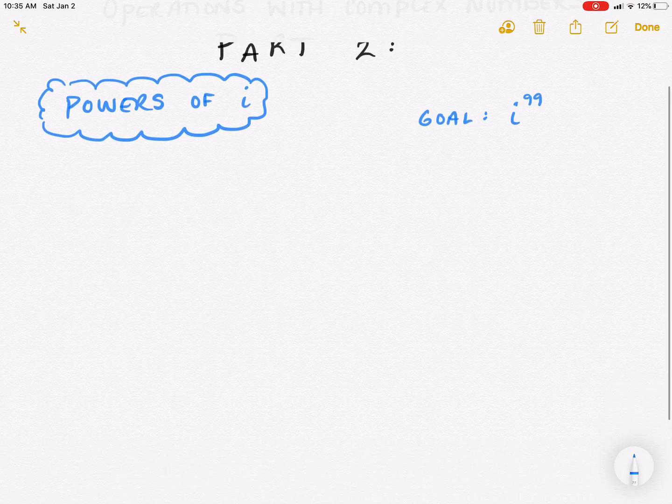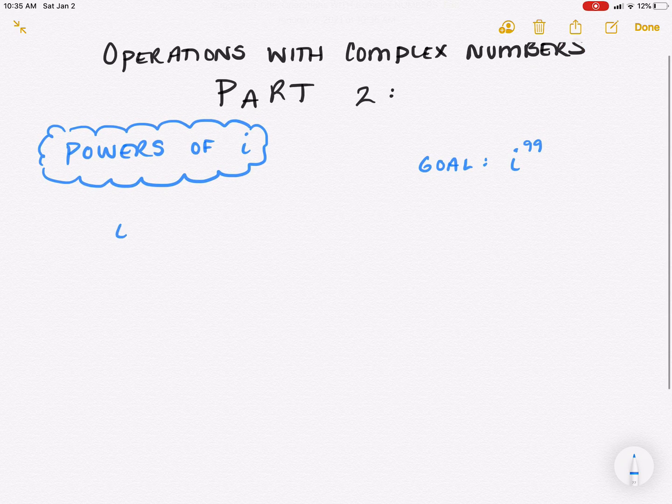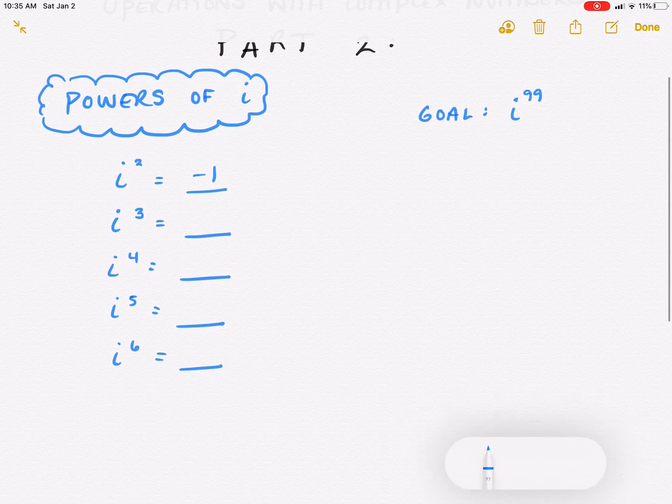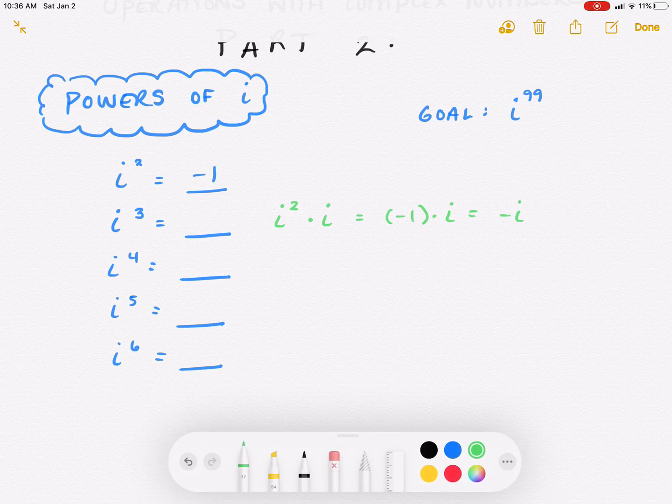Okay, so to get to what i to the 99th power is, we need to start with what we do know, which is that i squared is equal to -1. Now, let's build off of that and figure out what i to the third is, i to the fourth, i to the fifth, and let's figure out i to the sixth, and then we'll see if we notice any patterns. All right, now when we figure out i to the third, basically that means we have an i squared, which is 2 of them, and we need to multiply by another i to make 3. And so we know i squared is -1, and when we times that by another i, the result is going to be -i.